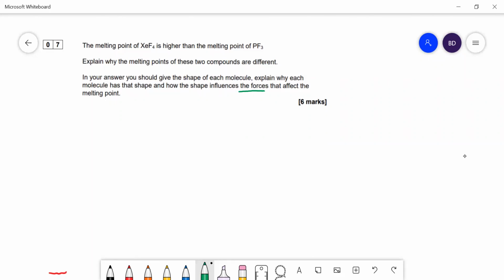Okay, now you shouldn't write this down, but I'll write it down. Then if you do write it down, cross it out. So we draw a dot-and-cross diagram. We've got xenon.